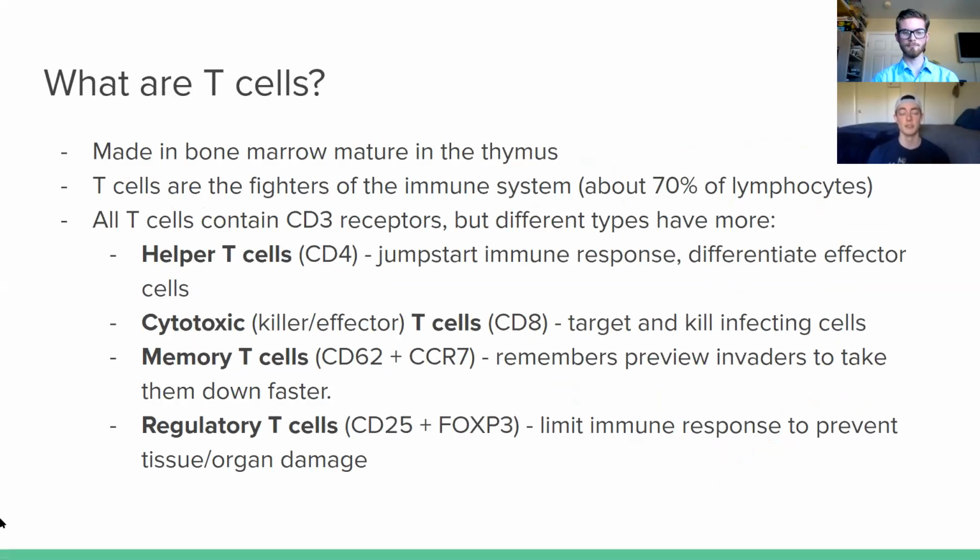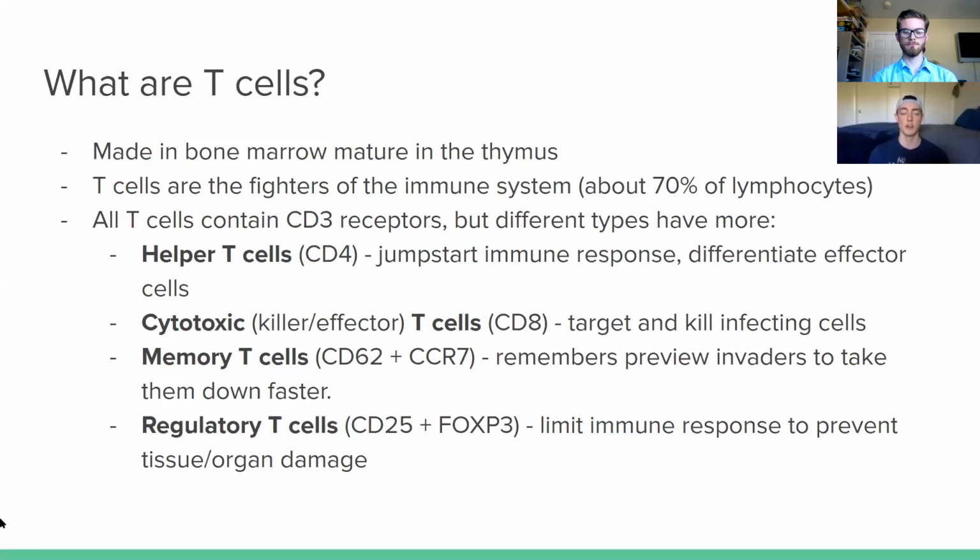So we keep mentioning T cells. What are they? Well, T cells are made in the bone marrow, and they move to the thymus to mature, and they're able to move throughout the body through blood vessels. T cells are the special forces or special fighters of the immune system and mainly target viruses and viral cells. All T cells have a CD3 receptor, but they're able to be identified through other receptors that they have on them.